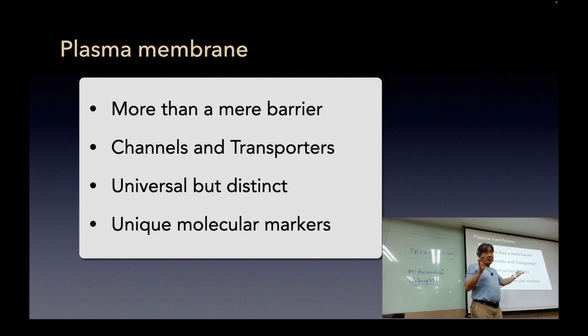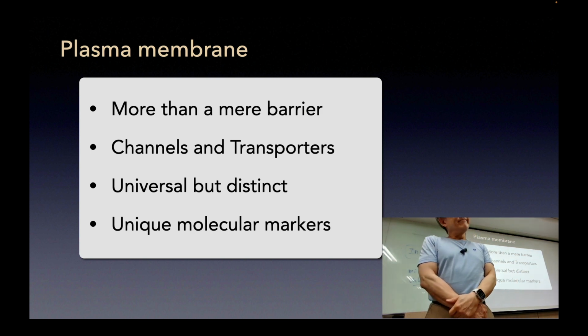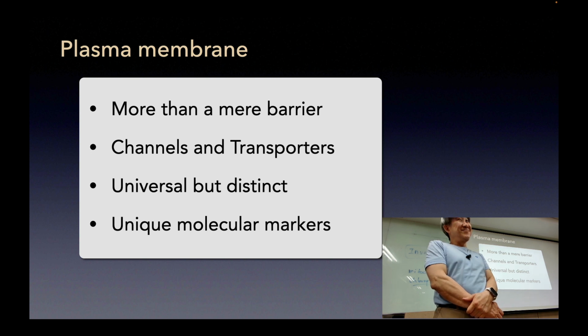another thing is universal but distinct. Can anyone guess what that means? This is a characteristic trying to describe some of the key features of the cell membrane. This universal but distinct. What does that mean? Yes? So which one is universal? Which part? Chemistry, or the existence of the cell membrane is universal? Is that what I mean?